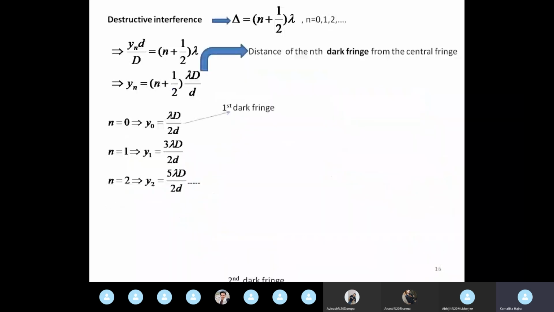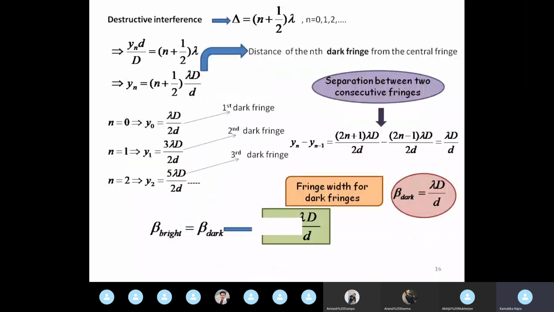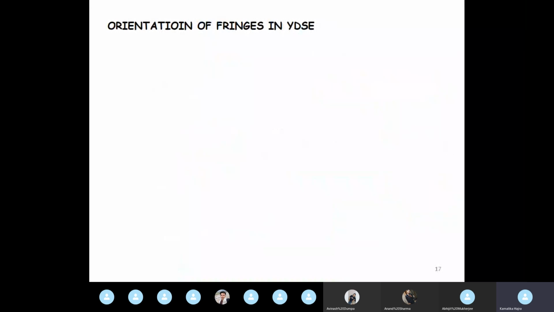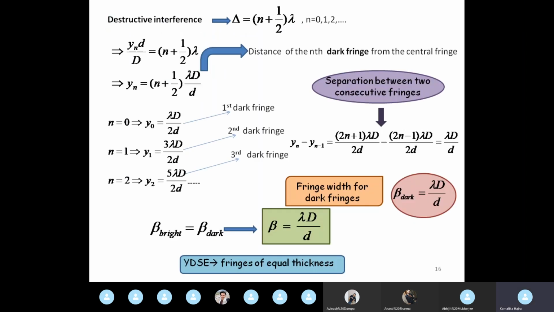So the final fringe width was found to be lambda D by d, where capital D is the screen distance. So we discussed that the fringe width does not depend on anything other than the constants of the experimental setup, that is the wavelength of the monochromatic light, the distance between the screen and the sources, and the distance between the two virtually coherent sources. And of course, these are fringes of equal thickness.